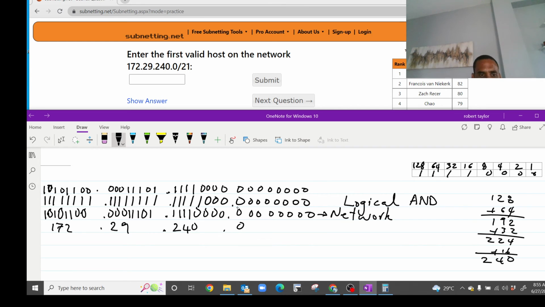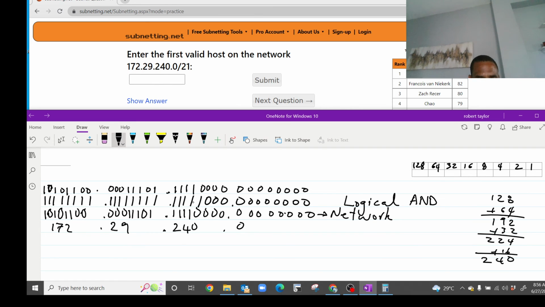240, that's 0. So the network itself is 172.29.240.0. So the first valid host is going to be what? Moving from right to left, we're going to change the first bit to a 1, because remember, this represents the network. So for the next valid host, we're going to change this bit to a 1.